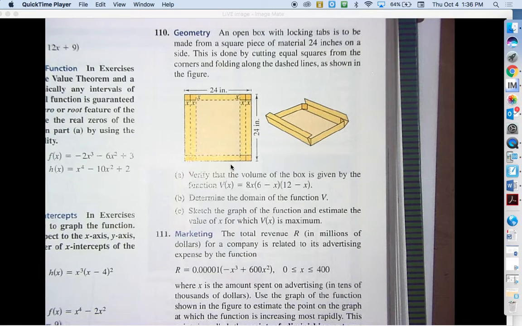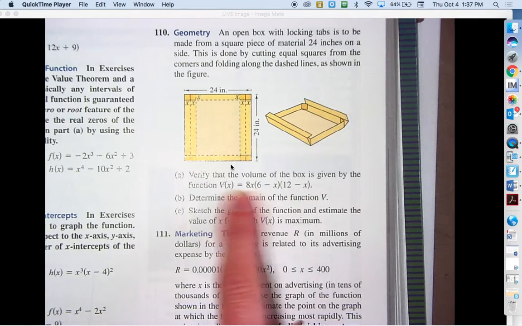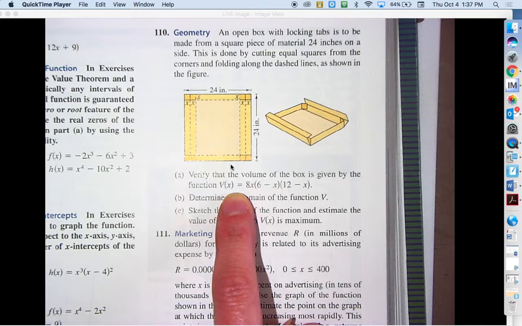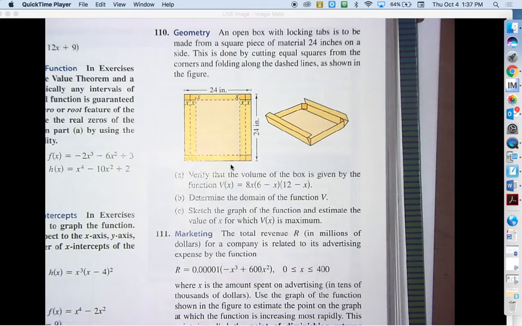Verify is a nice word for saying prove. So the goal of part A is to figure out how they got that equation. Where did it come from? How did the information in the problem dealing with 24 change to be 8x times 6 minus x times 12 minus x? That's the goal. If something says to verify, we need to figure out how this equation was created. So what part of the initial problem created that?